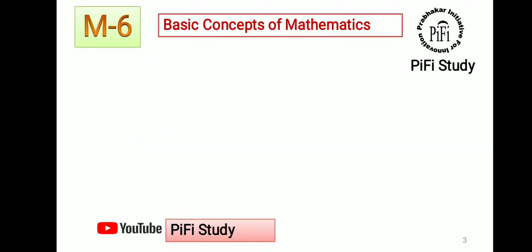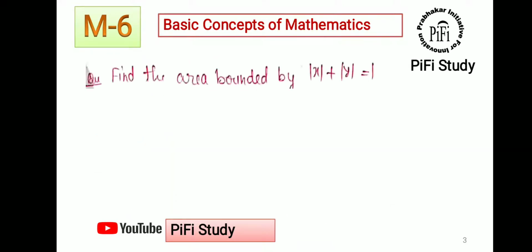So next we will solve one question related to this. Find the area bounded by mod x plus mod y is equal to 1. This is a very easy question. Only you have to think. If you know the plot of mod y plus mod x is equal to 1, then you can easily calculate the area bounded by this. As in the previous slide we have drawn the graph of this one.